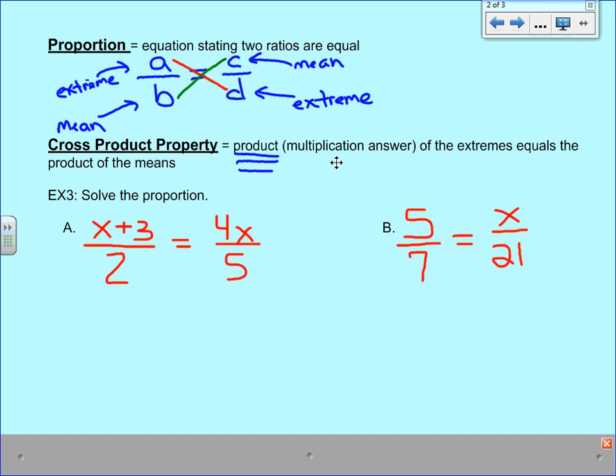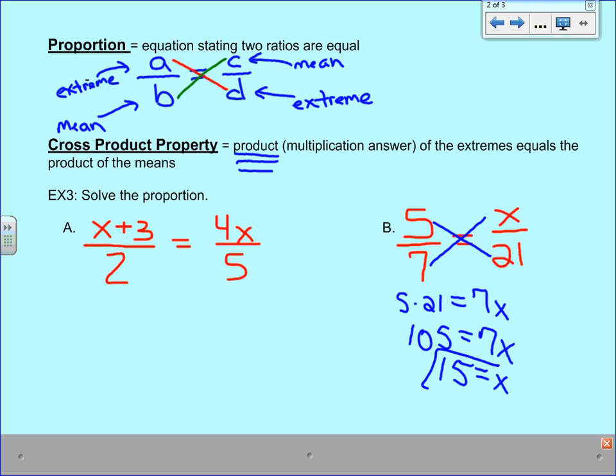So we are going to multiply our extremes, our 5 times our 21. That's going to equal our 7 times our x, so it's just equal to 7x. When we multiply the 5 and the 21 together, we actually get 105. That is equal to our 7x, and now we're trying to solve for x. So we divide by 7, so we get our x, that is equal to 15.